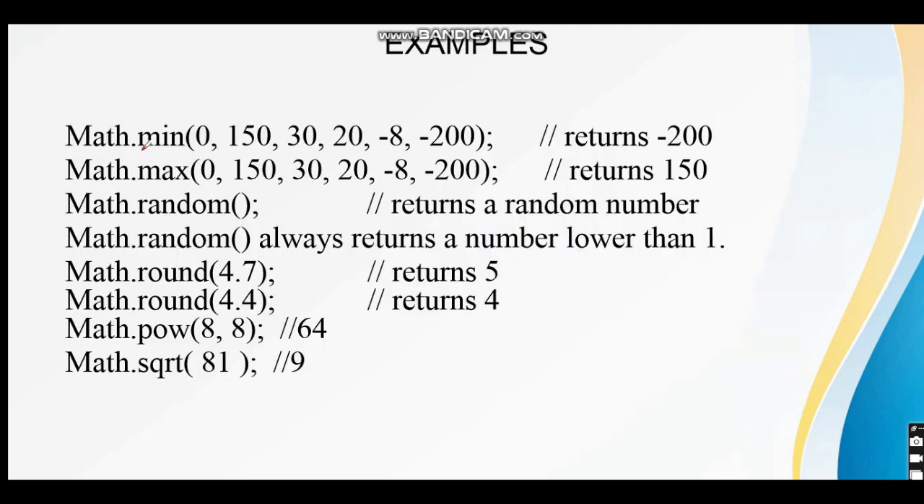Next, this is the example. Here you can see I have taken some examples like math.min. It is going to return the minimum value from this array. So it returns minus 200, which is the minimum value from this list. Similarly, max is going to return 150. Then math.round is going to round the number, so it is going to return 5. Then here you can see math.sqrt, so here it is going to return 9. So these are some math methods which are used, right?